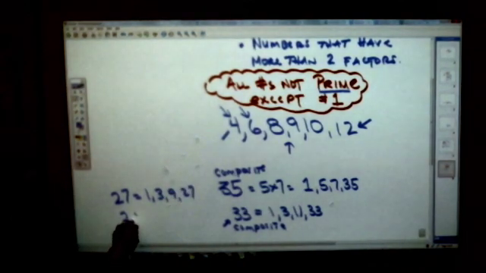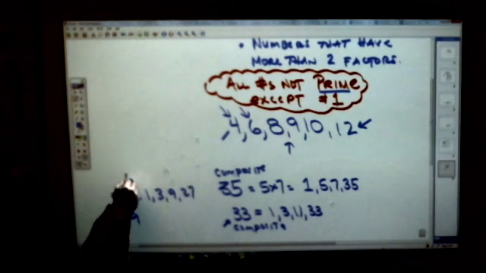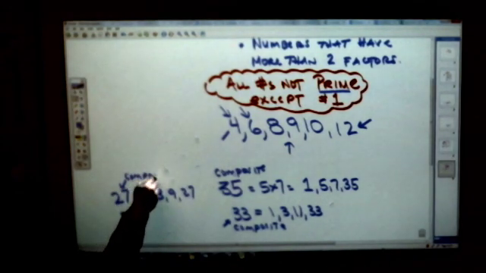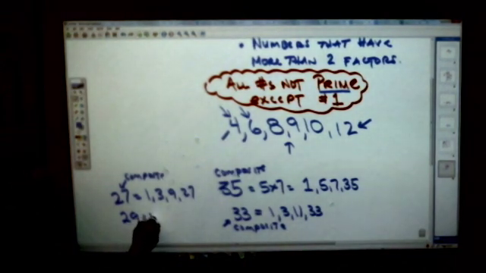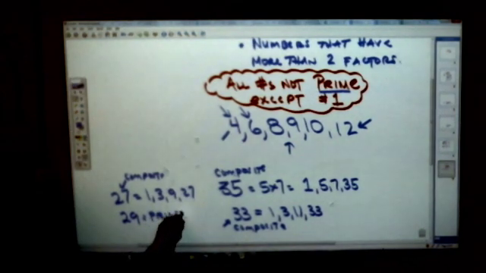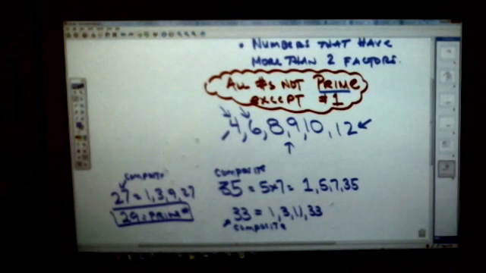What about 29? Who says prime? Who says composite? Wait, there's only 2 people that raised their hand in the whole class? 29 is a prime number. There are no other numbers that go into 29 besides 1 and 29.